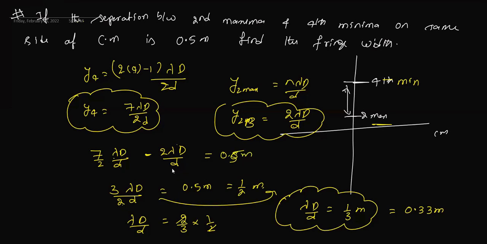So if you observe, 3 by 2 lambda D by d equals 0.5 meter, and 0.5 can be written as half meter. Lambda D by d can be written as 2 by 3 into 1 by 2. The 2 will get cancelled, so lambda D by d equals 1 by 3. That's nothing but 1 by 3 meter, which is 0.33 meters.